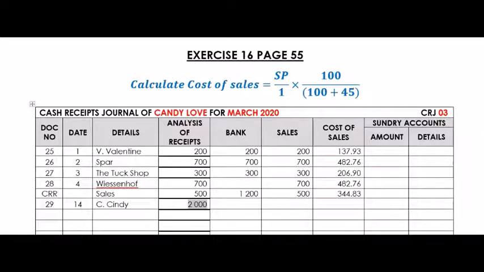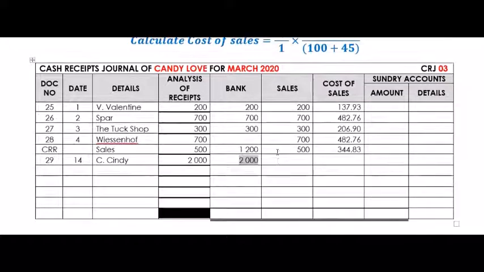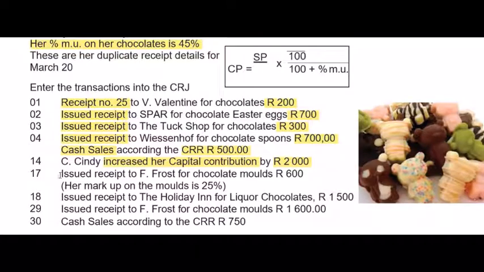It's the only transaction for the day, so you can put the money in your bank. And it won't go to the sales or the cost of sales column because it's a capital contribution, not a sale. So you will take it to the sundry accounts section, 2,000 Rand, and you have to specify that it's for capital. Then on the 17th, we issued a receipt to F.